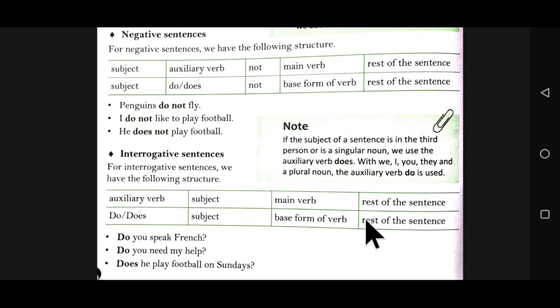Now let's try to understand with this example. Do you need my help? Here, do is the auxiliary verb. You is the subject. Need here is the main verb, and it is in its base form, and then my help is the rest of the sentence. And because it is an interrogative sentence, we will put a question mark.